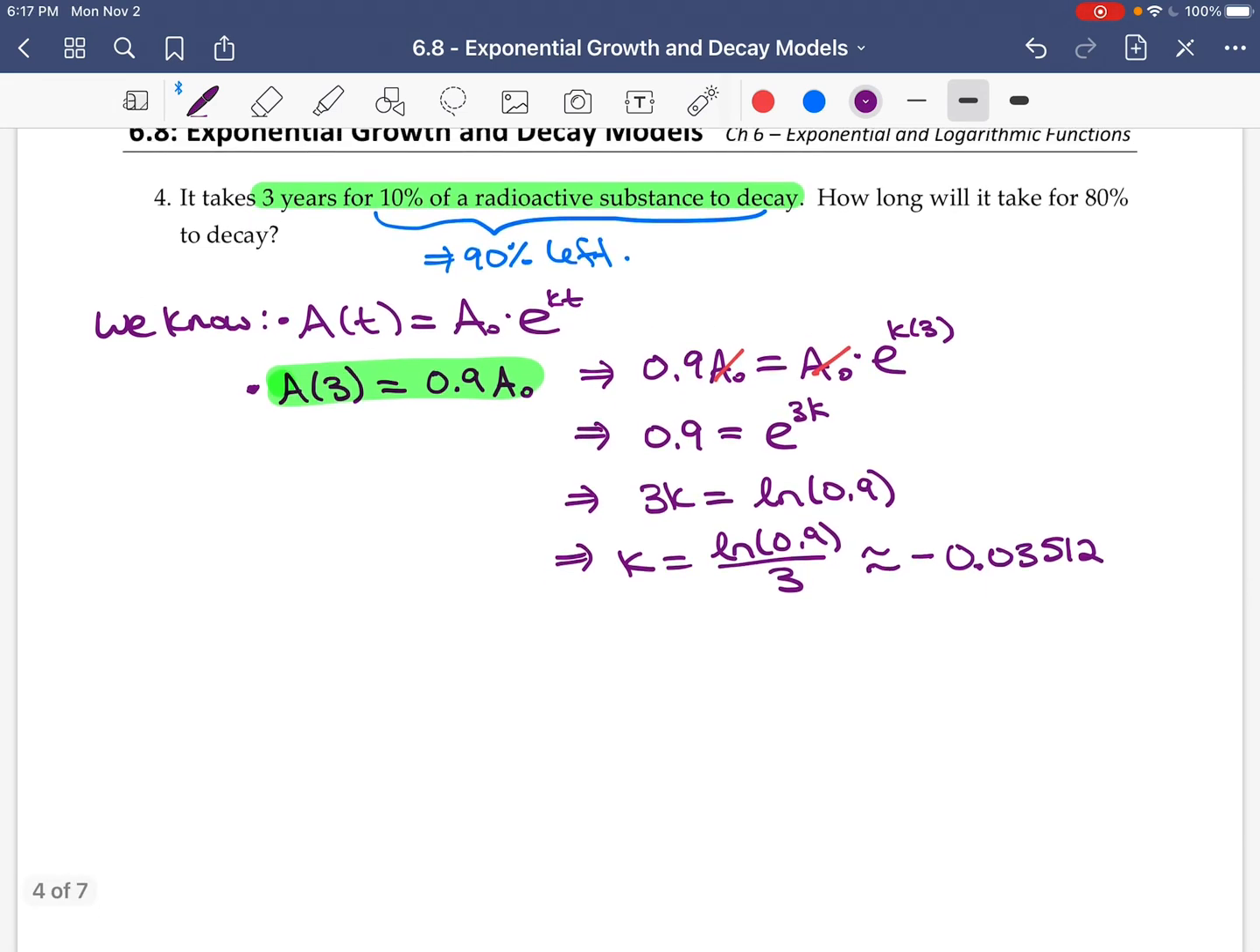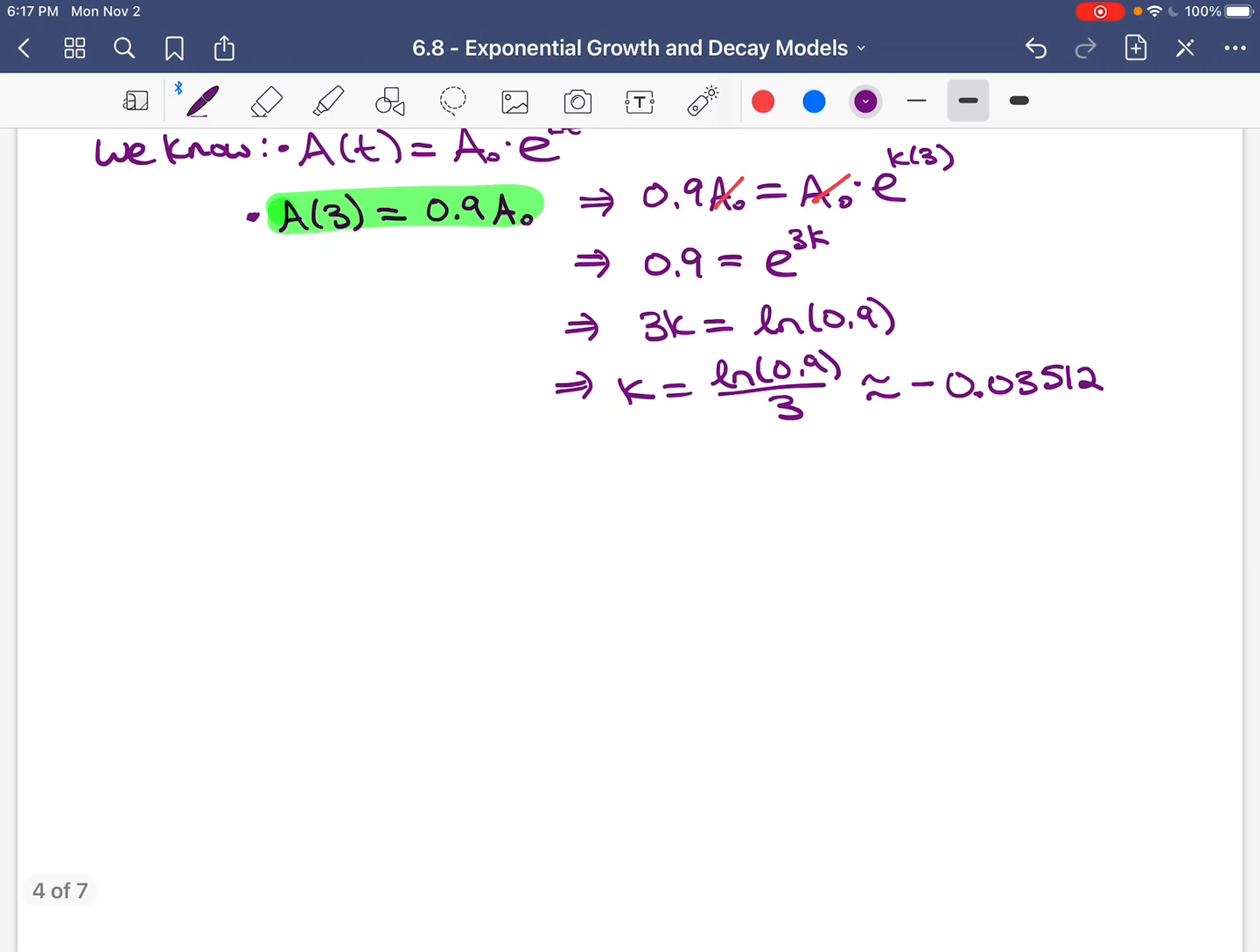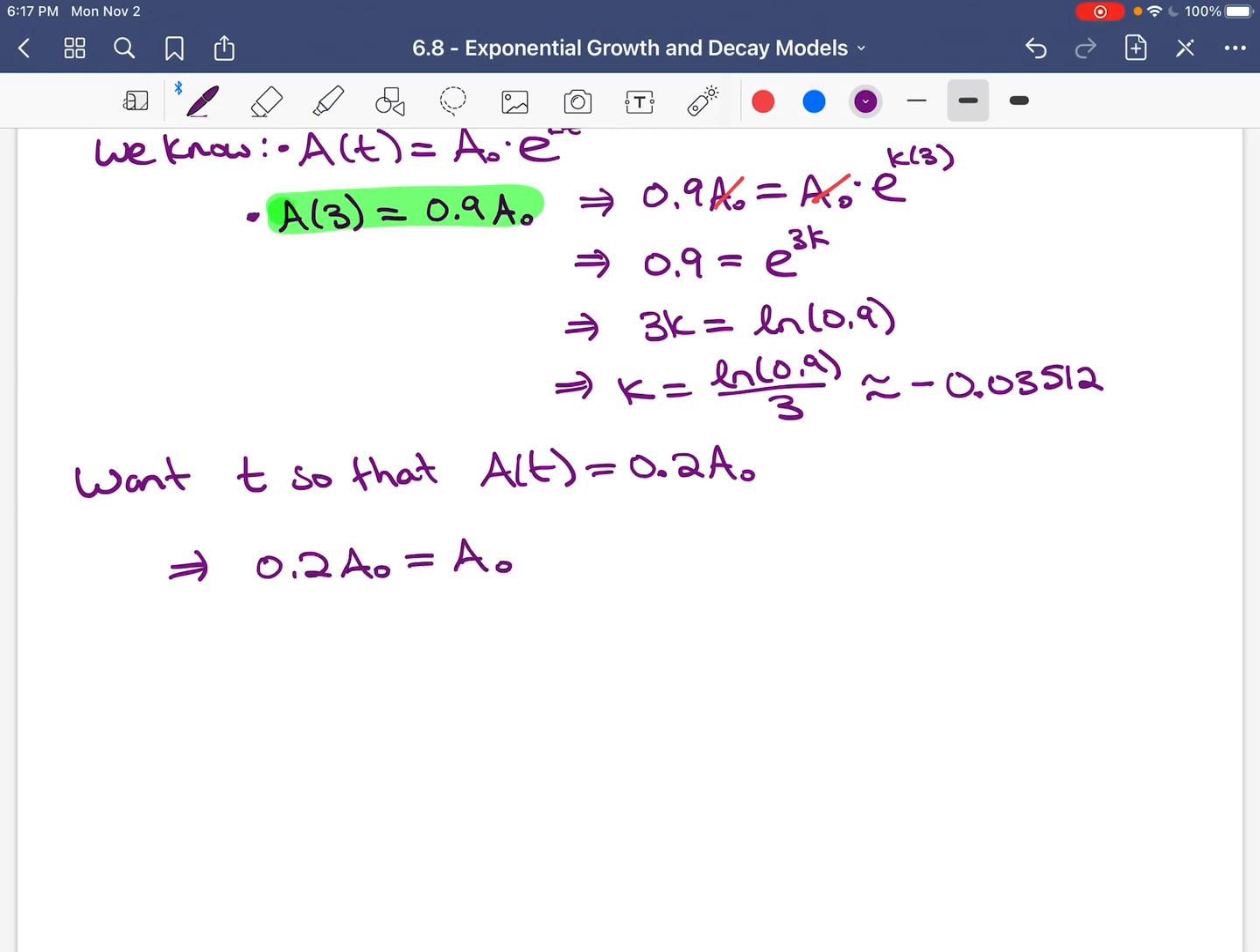And then what we want to know is how long will it take for 80% to decay. Okay, so 80% decays means 20% left over. So we want t so that A of t is equal to 0.2 times the initial amount. So that's going to be 0.2 A0 is equal to A0 times e to the ln of 0.9 divided by 3 times t. And then we want to solve for t. So again, dividing by A0 is going to cancel out the A0s.